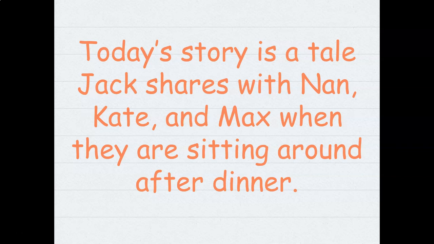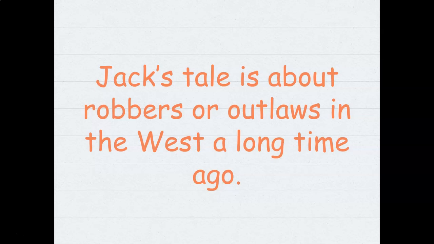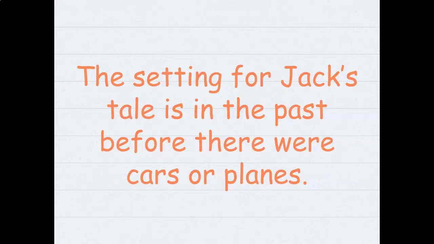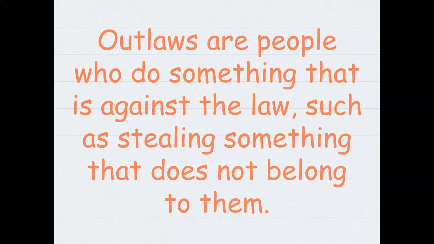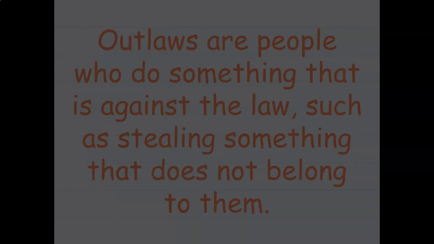In today's story, we're going to hear about a tale that Jack shares with Nan, Kate, and Max when they are sitting around after dinner. Jack's tale is about robbers or outlaws in the West a long time ago. The setting for Jack's tale is in the past, before there were cars or planes. Outlaws are people who do something that is against the law, such as stealing something that does not belong to them.